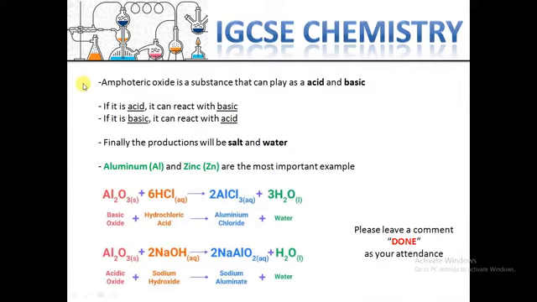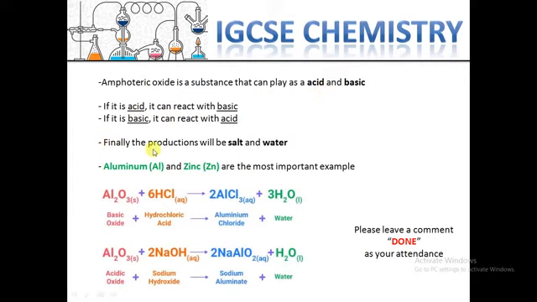What is an amphoteric oxide? An amphoteric oxide is a substance that can act as an acid or a base. They can react with another base or another acid. If it acts as an acid, it can react with a base. If it acts as a base, it can react with an acid. So they can take two positions, both acid and base.